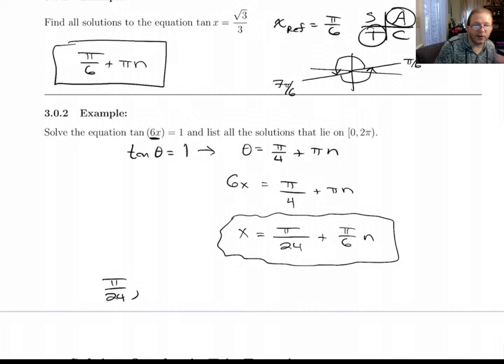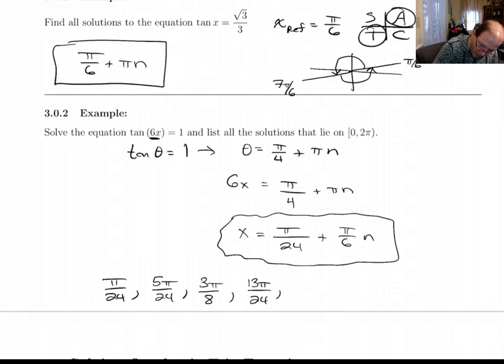So that's going to be pi over 24. And again, I'm going to grab my calculator. I'm going to put in 1 over 24. Then I'm going to start adding 1/6 to it. Convert to fraction. So my next one is 5 pi over 24. Add it again, I get 3 pi over 8. 13 pi over 24. 17 pi over 24. This is going to have a lot of solutions. 7 pi over 8.